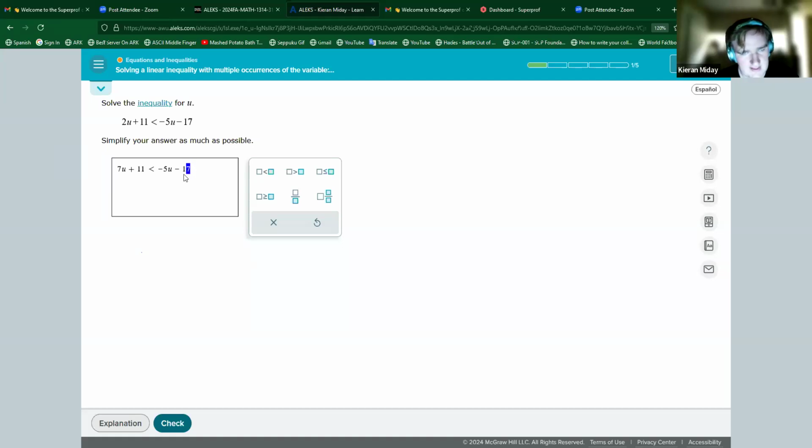Yes, 7u, perfect. And this would become 12. Now, careful. Take a minute, take a look at what you're doing. We're dealing with the u now, not the one that doesn't have the u. Yes, no, that's supposed to be 17. Okay, so you can take out the 5u now, minus 5u, since we're done with it.